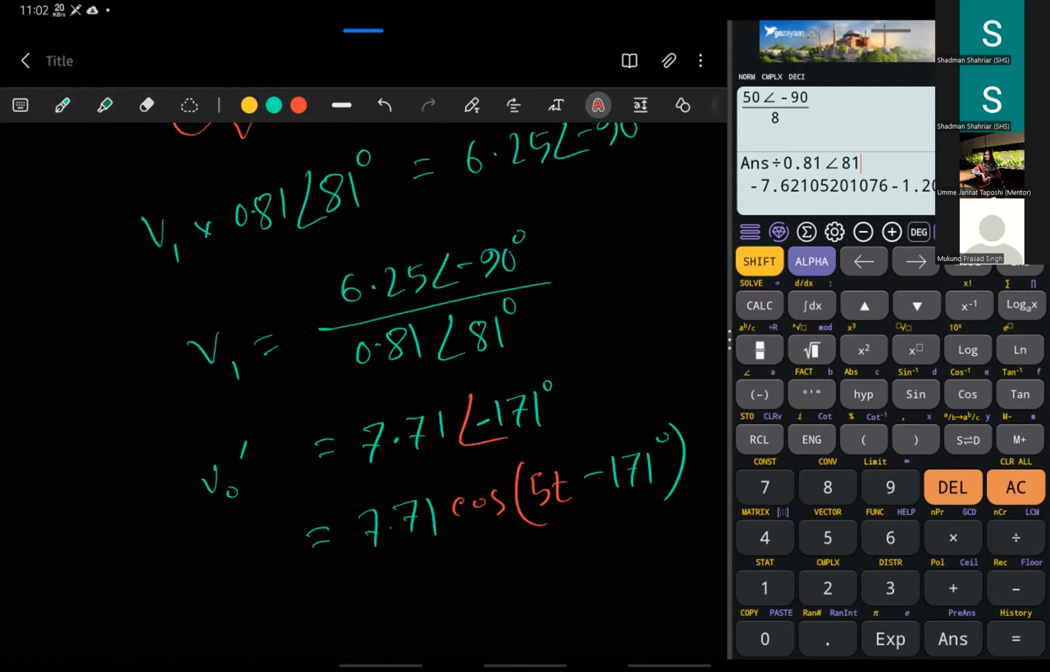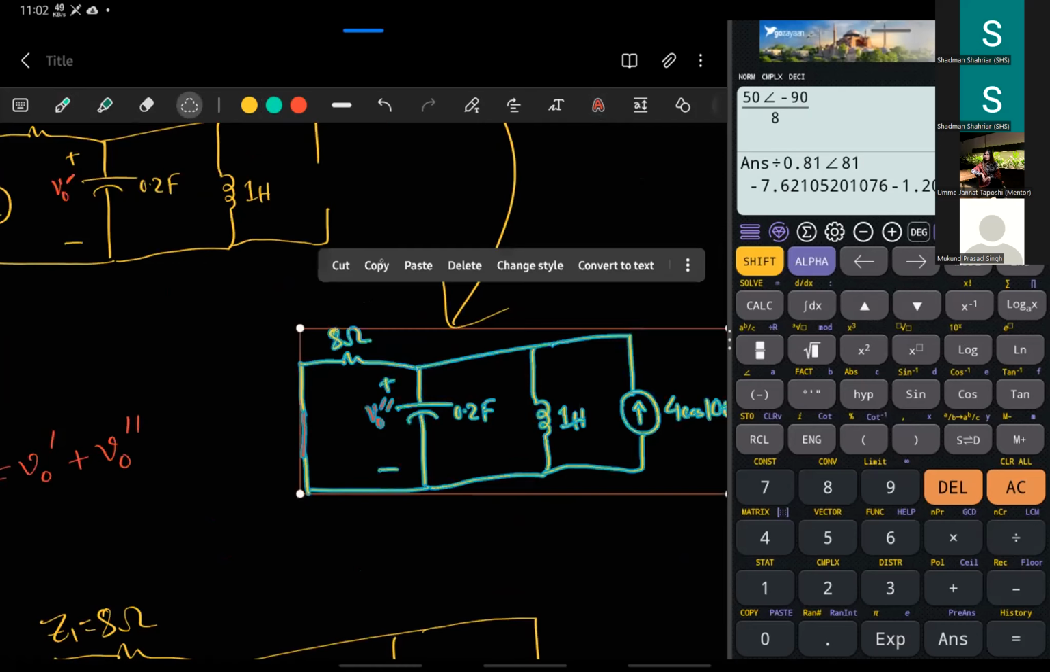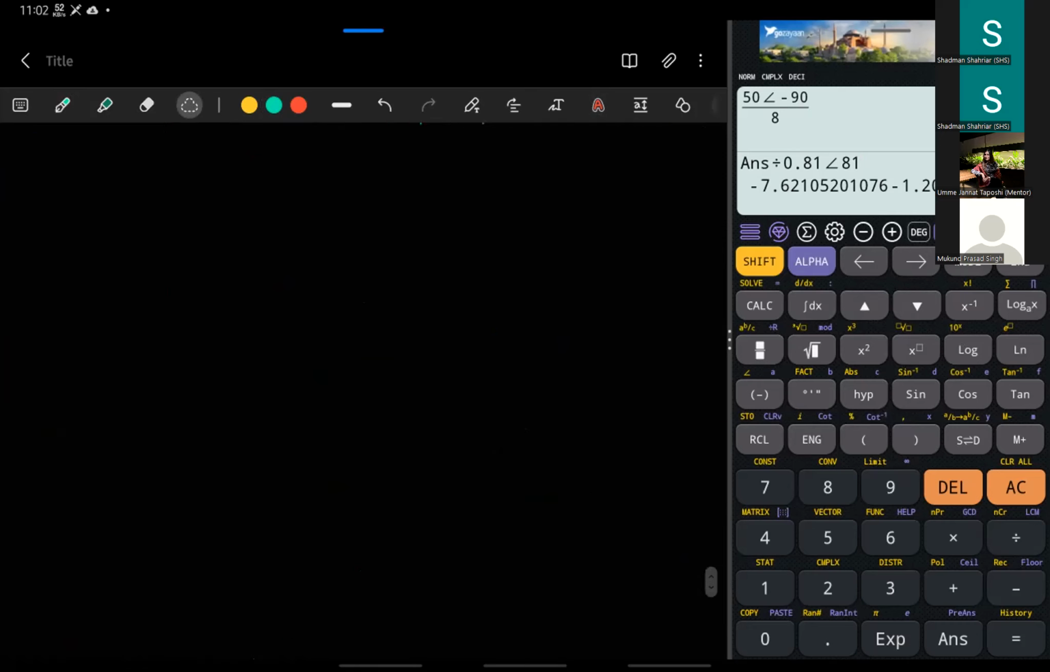Remember, this is just one part of the problem. You also have to find V output prime for this circuit. Here, oftentimes students forget to find the Zs again. The Zs will change. The impedances will change. Why is that?